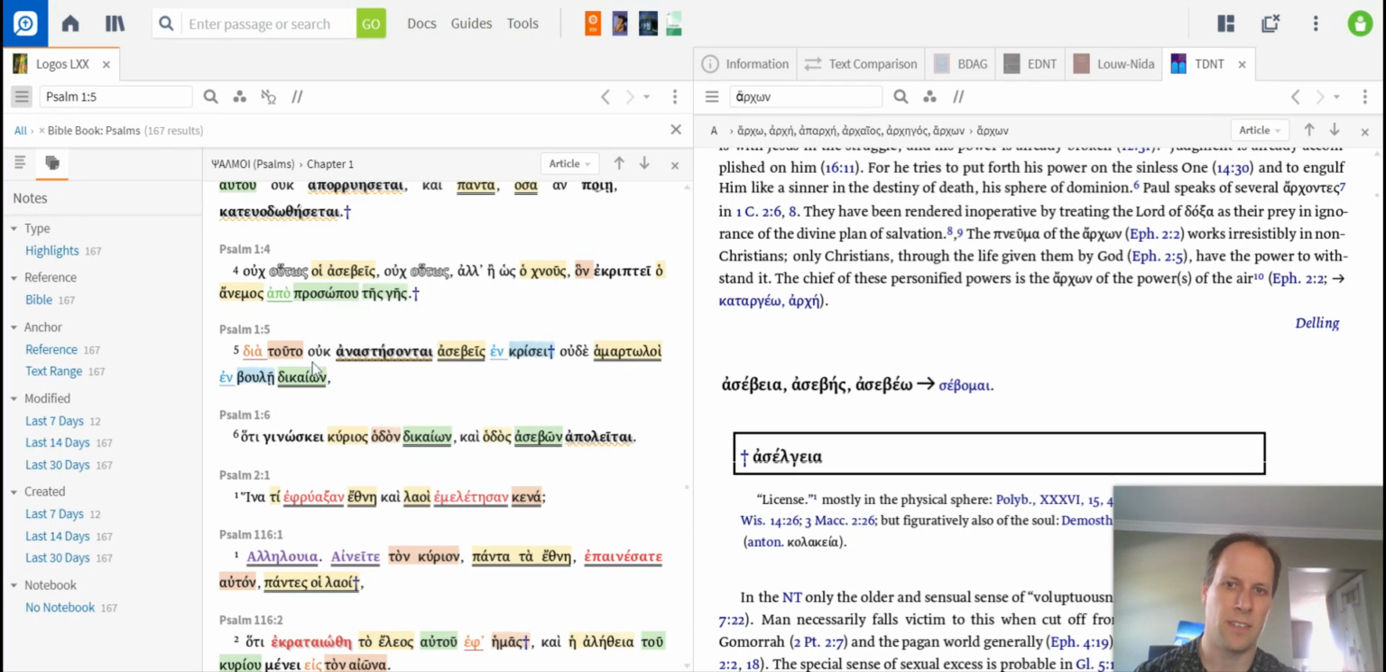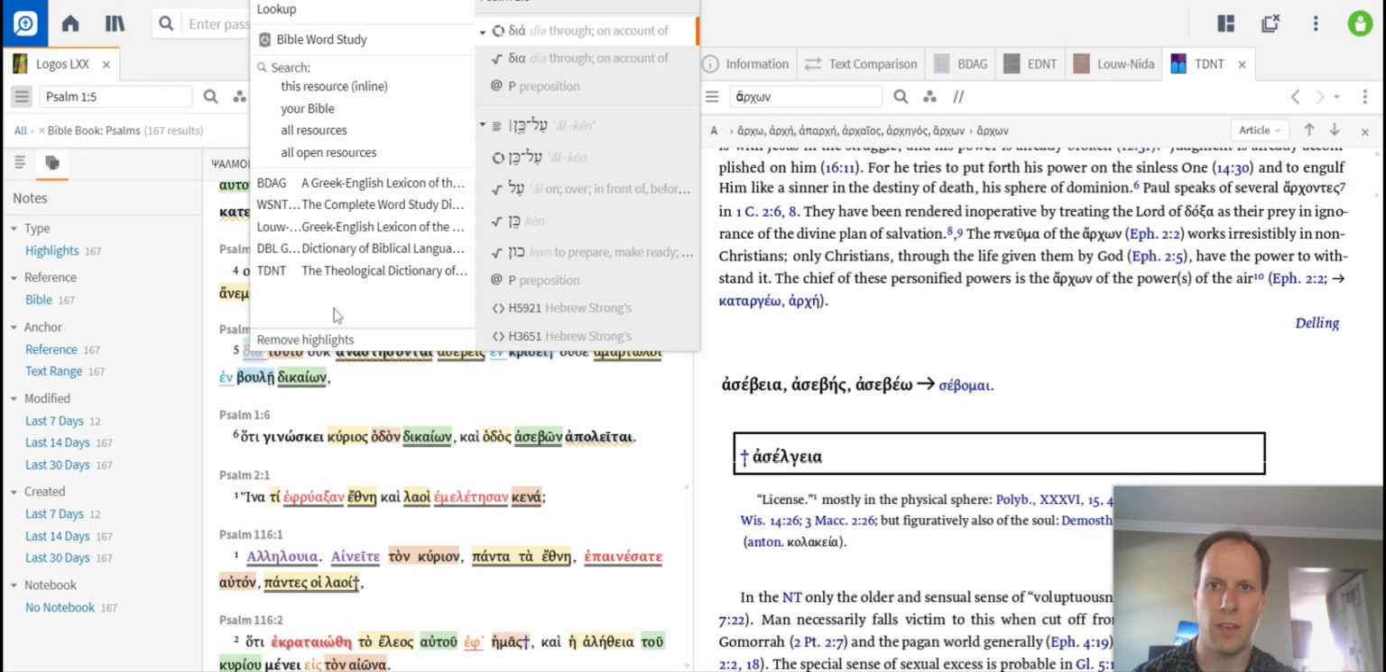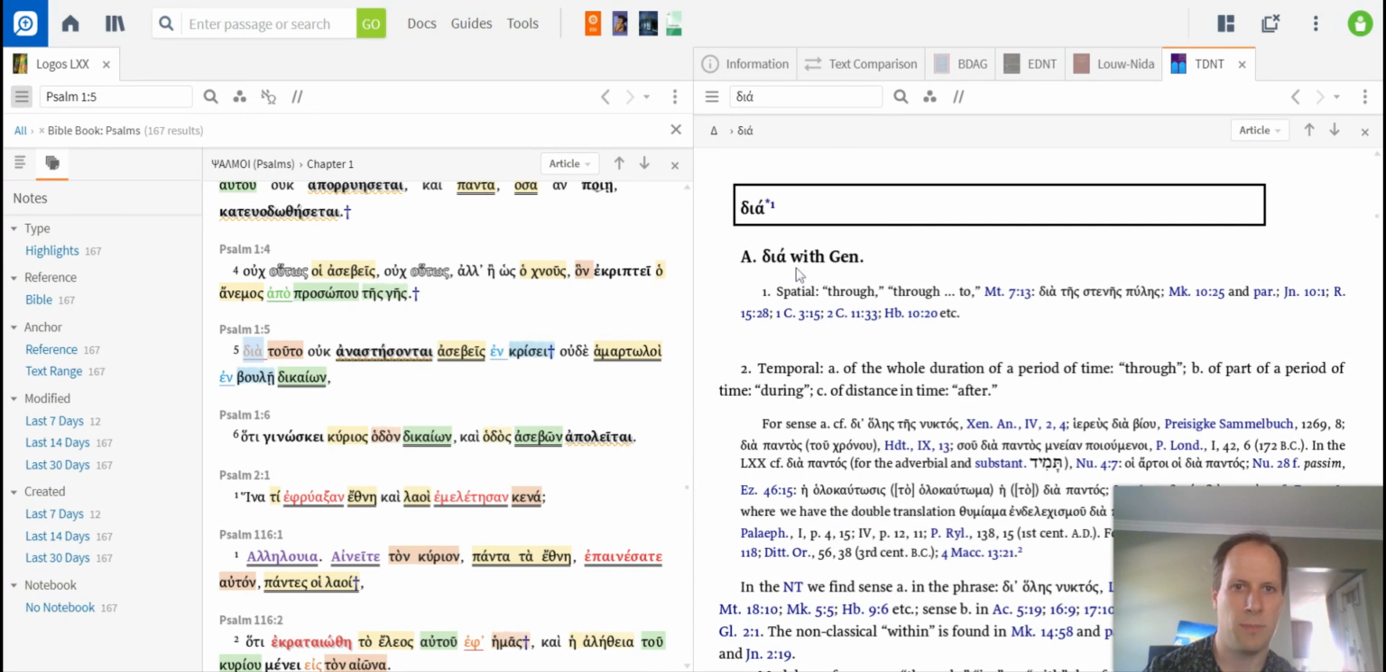And dia is connected to the accusative. Now, I was actually looking at the same resource earlier. If I were to go here and then go to Theological Dictionary, Greek New Testament, if you look here, we've got dia with a genitive. The genitive is what I have green here.